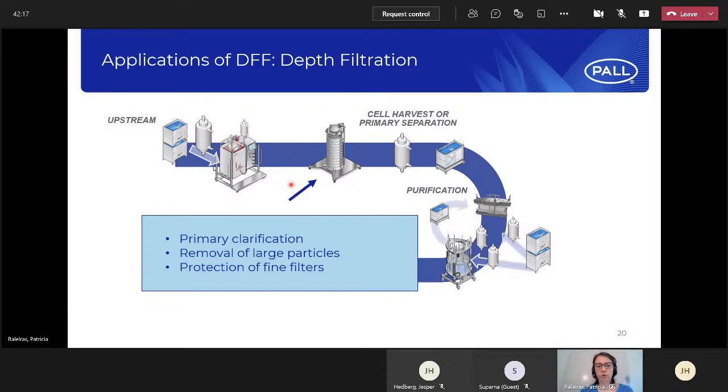You could also use them for protecting columns. In fact, this is an interesting application when you have anything that is prone to aggregation, or if, instead of depth filtration, you needed a centrifugation step, but you still need to clarify the supernatant because very often you will have particles in suspension.